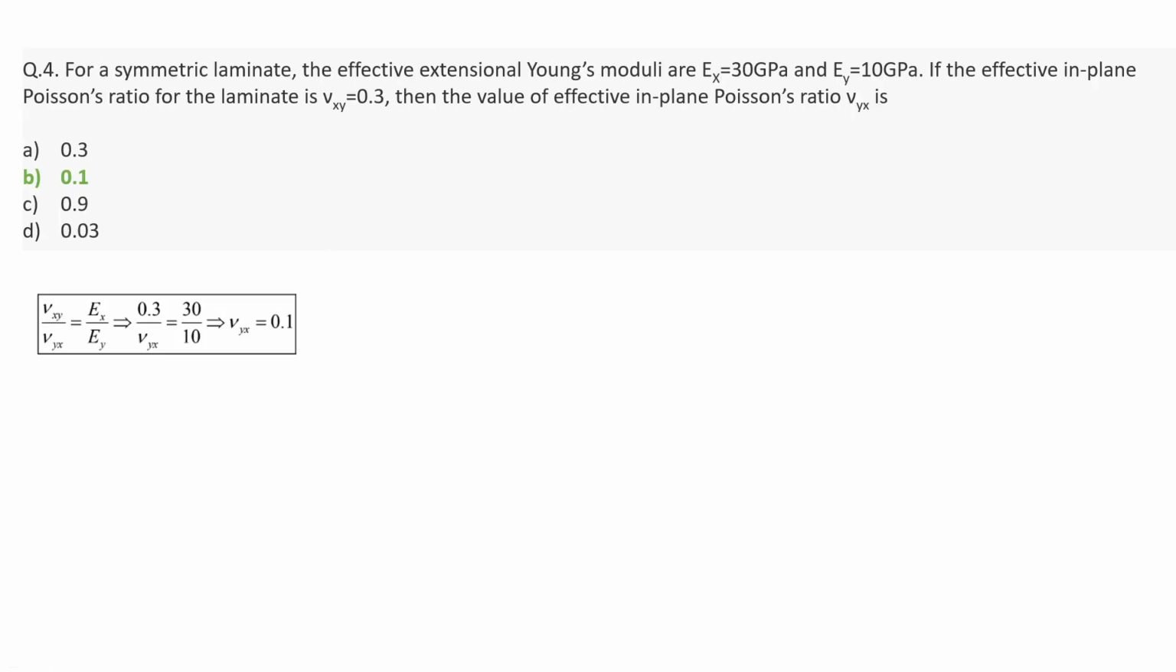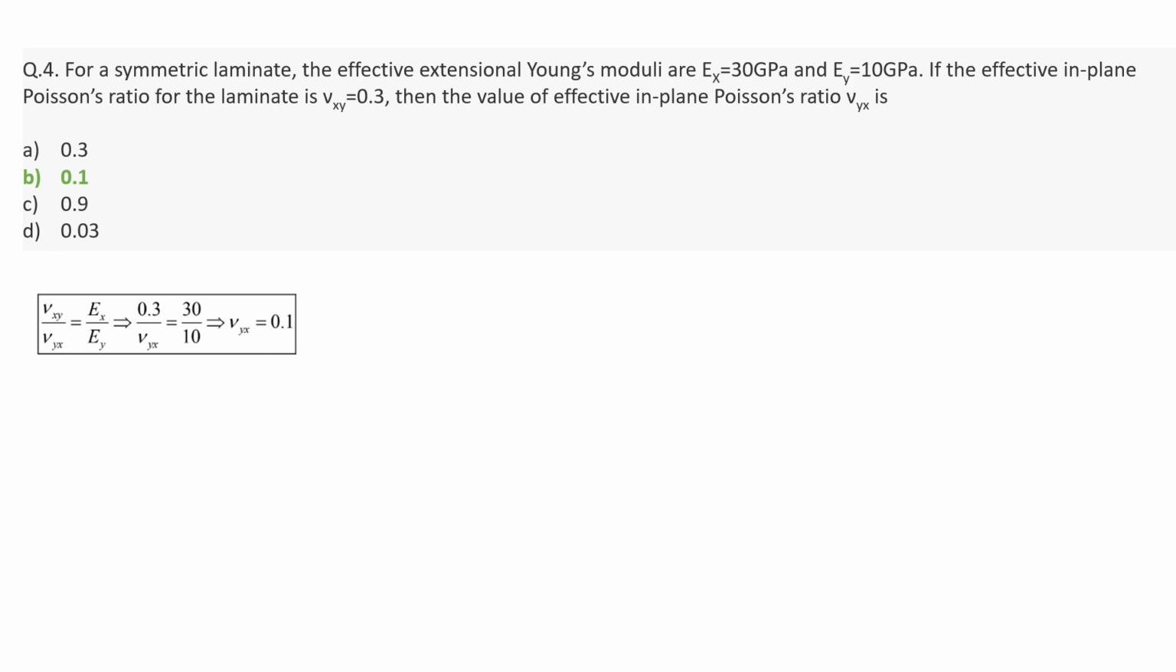Next question is, for a symmetric laminate, the effective extensional Young's moduli are Ex equal to 30 gigapascal and Ey equal to 10 gigapascal. So if the effective in-plane Poisson's ratio for the laminate is mu xy equal to 0.3, then the value of effective in-plane Poisson ratio mu yx is?